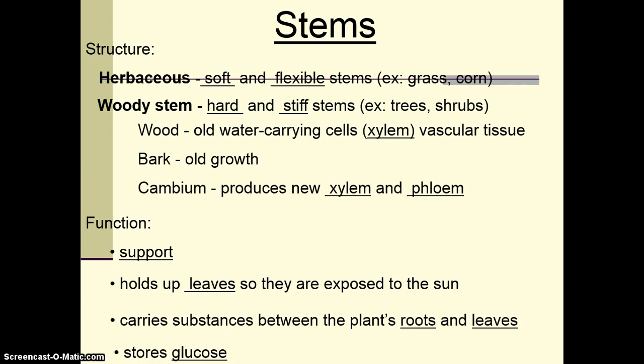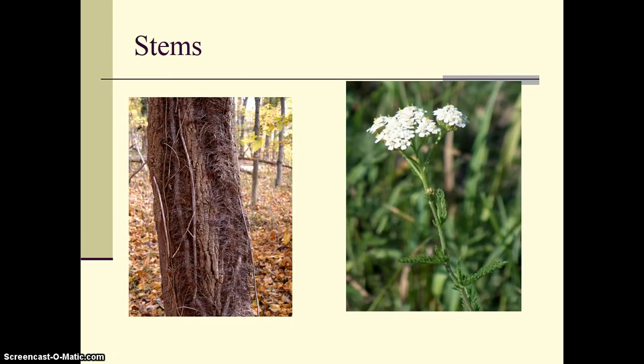And they store glucose, right? Glucose is a sugar that the plant uses for energy for carrying out its life functions. Here are some examples of stems. This would be your woody stem. This would be your herbaceous stem.